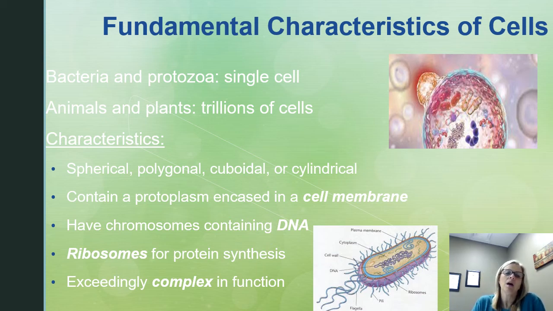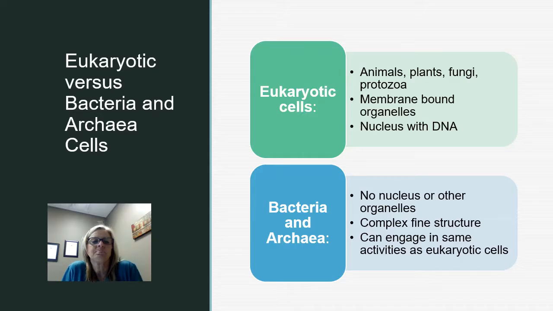all right? So some of the different characteristics of cells are they have a shape to them: spherical, polygonal, cuboidal, cylindrical. They contain a protoplasm encased in a cell membrane. They have chromosomes that contain DNA, ribosomes for protein synthesis, and they're kind of complex in functions. So that's kind of the basic characteristics. And then we're going to look at some of the differences. All right, so let's look at those differences.